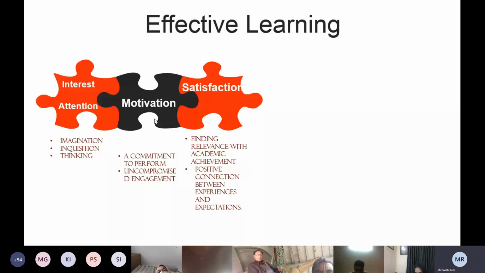Satisfaction is another aspect of effective learning when you find relevance with the academic achievement. Sometimes students are not satisfied after receiving a lecture or after taking a teaching intervention. There is a sense of dissatisfaction in them because they can't make a connection between the academic achievement and the content that the teacher has taught and the assessment objectives. So when there is no connection between any of the two elements of teaching, it is likely to raise dissatisfaction amongst the students. There has to be a positive connection between experiences and expectations.